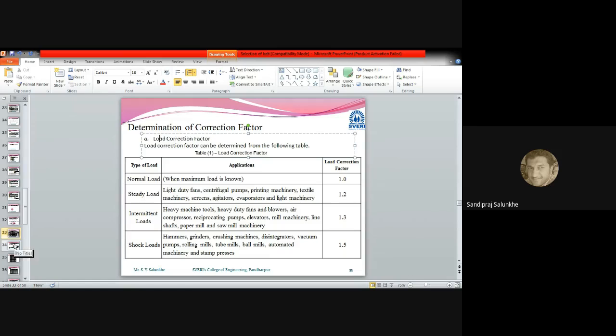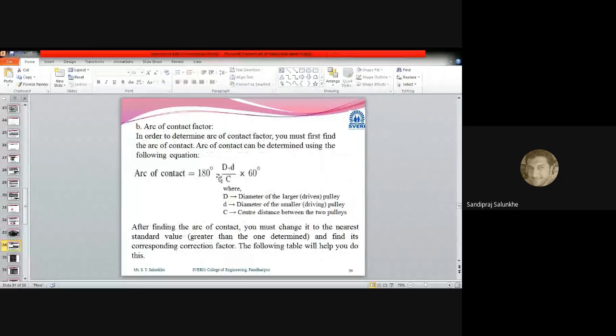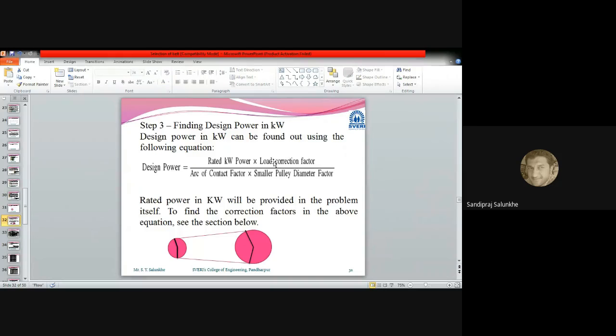Can we go further? Once we got this load correction factor from this formula, then we are going to move to the arc correction factor.